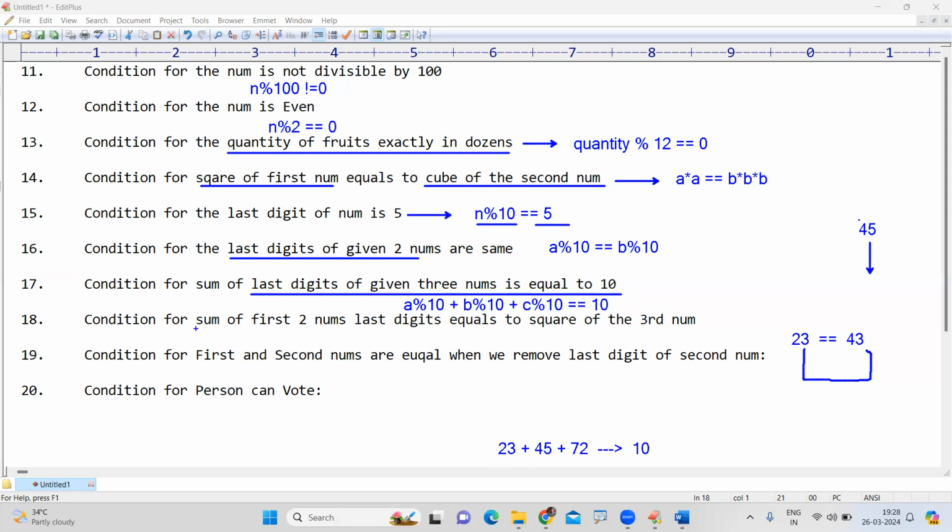Sum of the two numbers' last digits equals the square of the third number. You just try. First and second numbers are equal when we remove the last digit of the second number. You just try. Person can vote: when the age is 18, the person can vote. Yes or no? Like this, you need to complete the conditions.